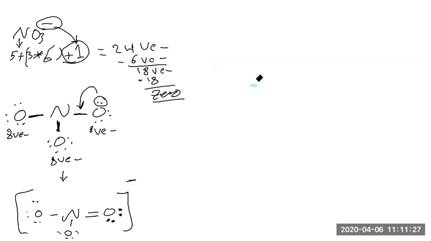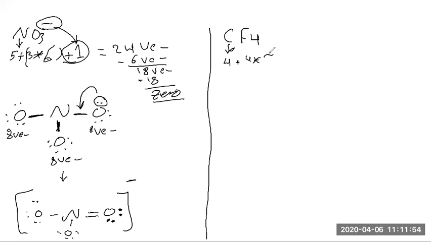Now, let's look at the CF4 molecule. Total valence electrons: carbon is 4, plus 4 times 7 for each fluorine, 28 plus 4. So it will be 32 valence electrons.